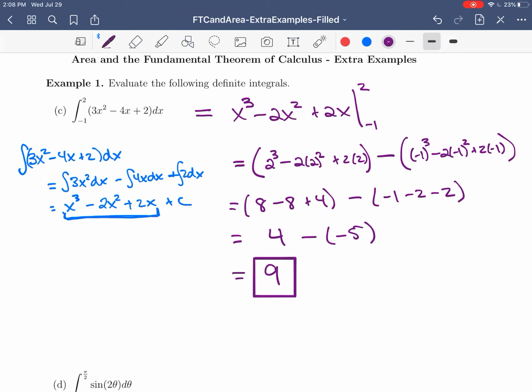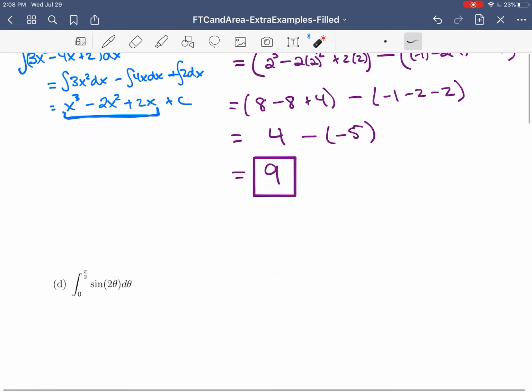Now again, like I said, you could do each of these definite integrals separately. So you would do x cubed evaluated from -1 to 2, and then you can do them each and add them up. You'll get the same answer. Okay, so let's try another one.